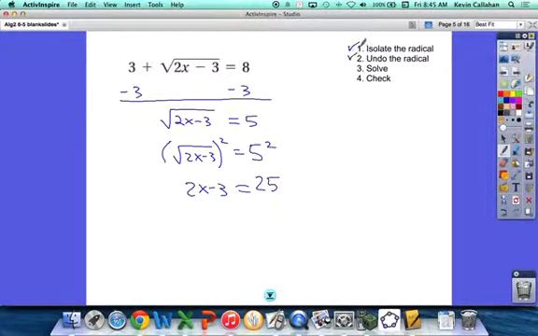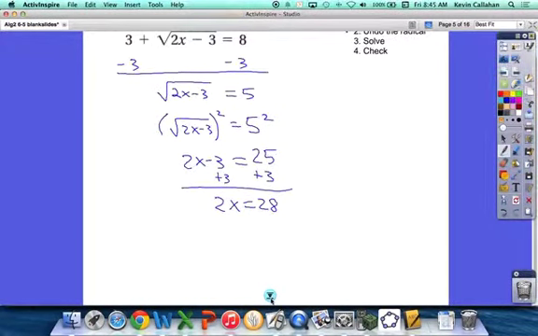Okay, so that was the undo the radical part. Now we have to solve the equation that's left. And this is a linear equation. Pretty basic procedures for this. What should I do? Plus 3. And divide by 2. So that was the solve.